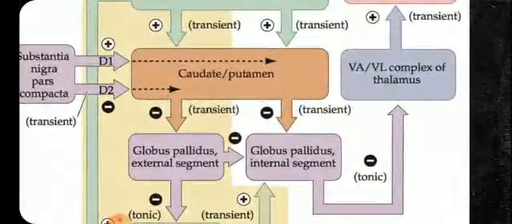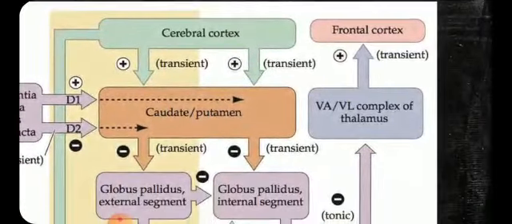So let's see where the direct pathway works here. The direct pathway of the basal ganglia is, you have fibers arising from the cerebral cortex which supply the striatum. What is the striatum? The caudate nucleus and the putamen nucleus put together.